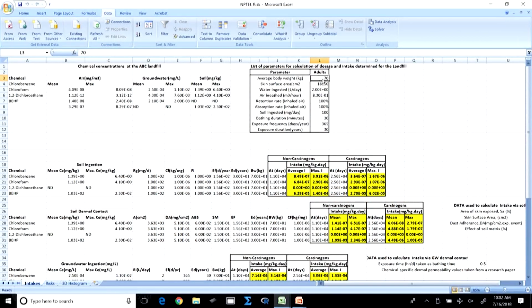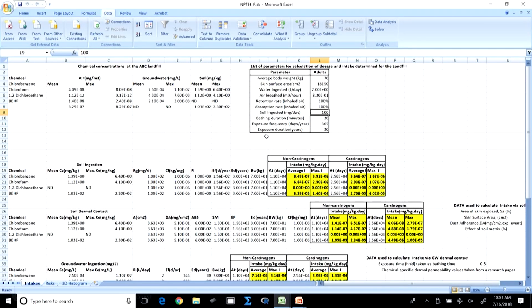So again, we have different values that we are going to look at. Water ingested, 2 liters per day. Air breathed, retention rate of the inhaled air, absorption rate of inhaled air. These are typically conservative estimates, as is the case in most risk assessments, but obviously there are uncertainties here too. Soil ingested, I believe it's 100 milligram per day. That's reasonable. Bathing duration, here we have taken that to be 30 minutes, could be greater too, obviously. Exposure frequency and duration, here we are taking that to be 30 years for now. We just went through some of the typical values associated with this particular site and the relevant values for calculation of the intake.